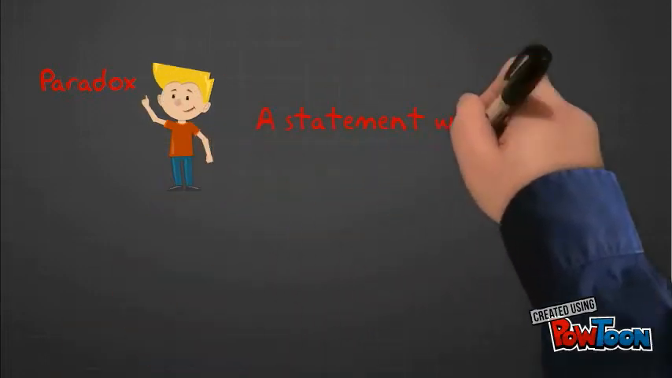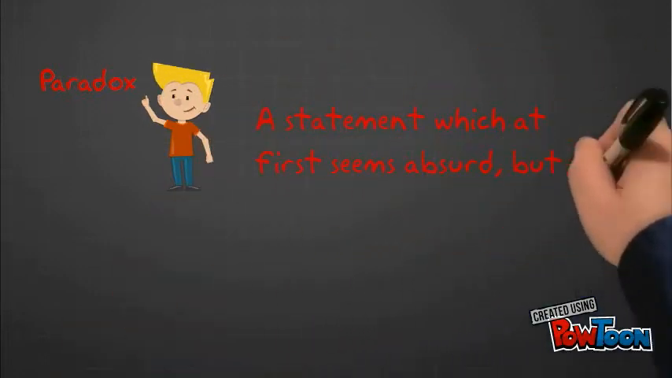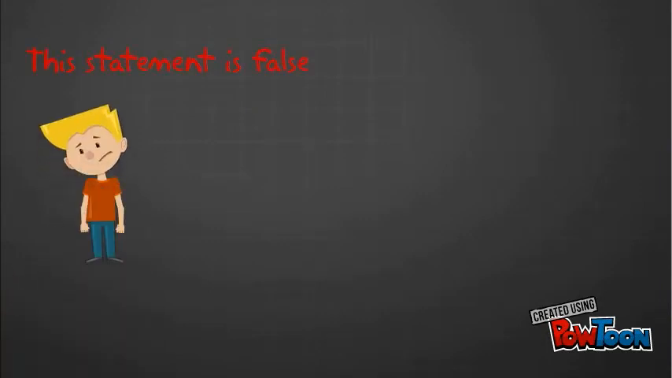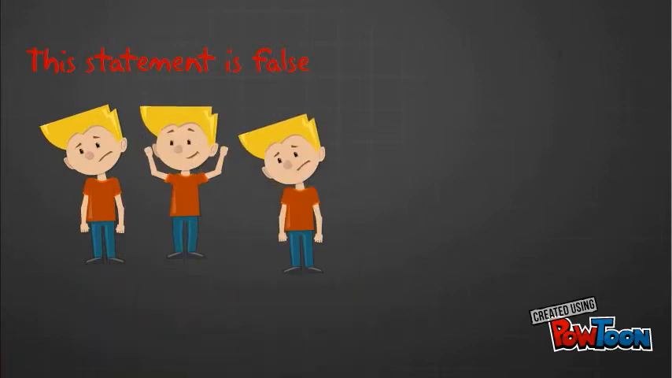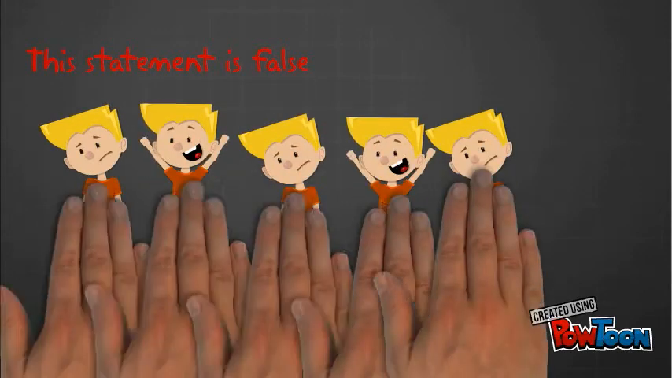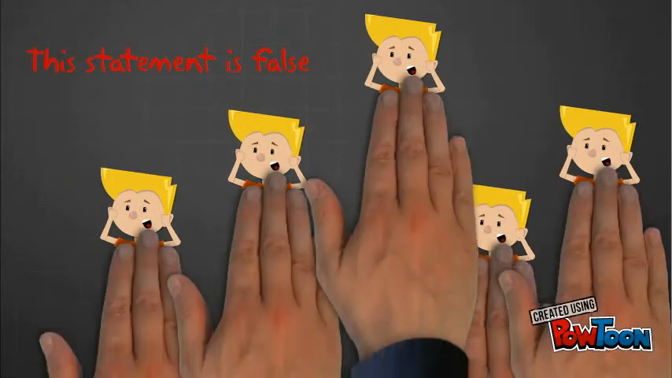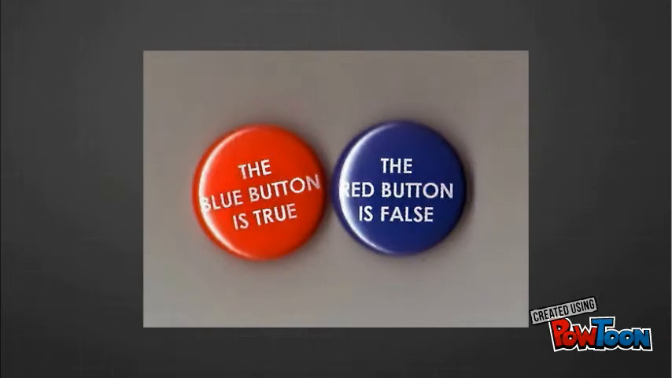Our next literary device is a paradox. This one's weird, but honestly my personal favorite. Paradox is a statement which at first seems absurd, but is true. If you say that what you're saying is false, that would be a paradox. It says you're false, which means, well, you're not false, which means you're true, which means you're false, and so on and so forth.